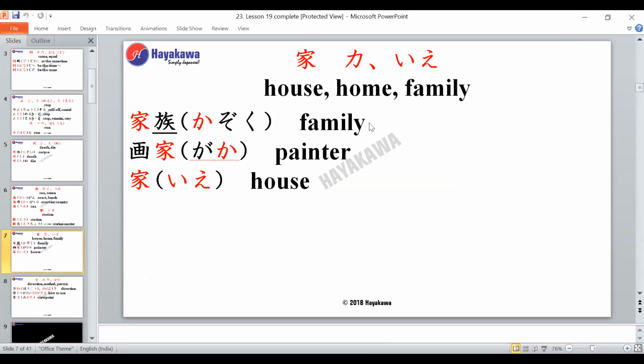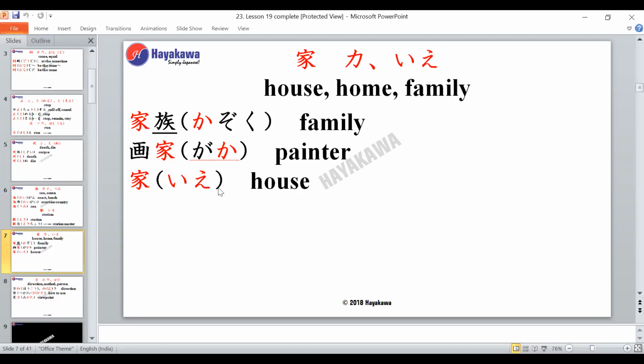So the next kanji we have is the kanji for house. It has the readings of ka, ie. This kanji has the meaning of house or family, home or family. For example, the word for family in Japanese, we know, is kazoku. Can you try pronouncing it? Kazoku means family. The ka for kazoku is this kanji. The zoku kanji you will learn in the next level.